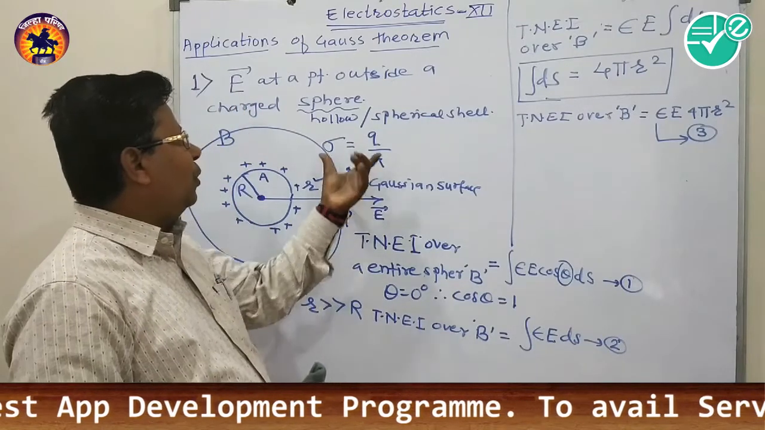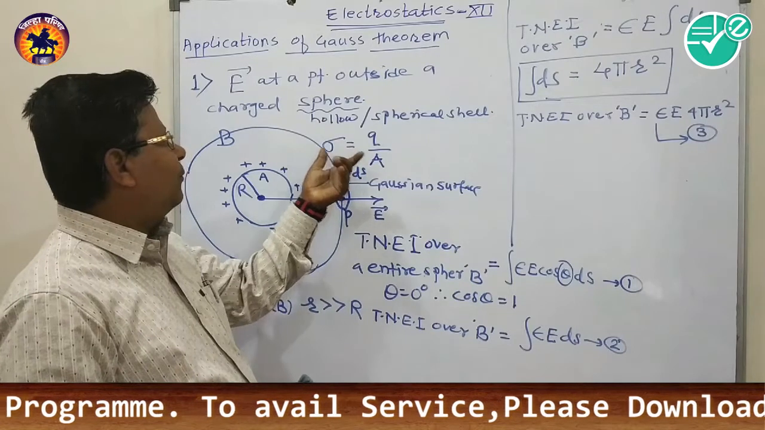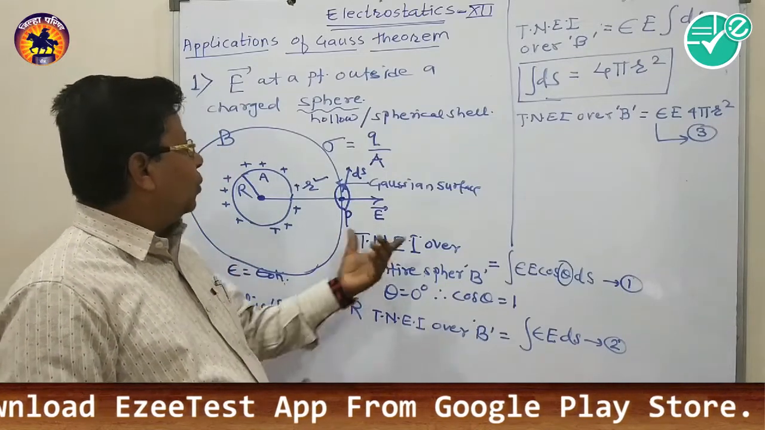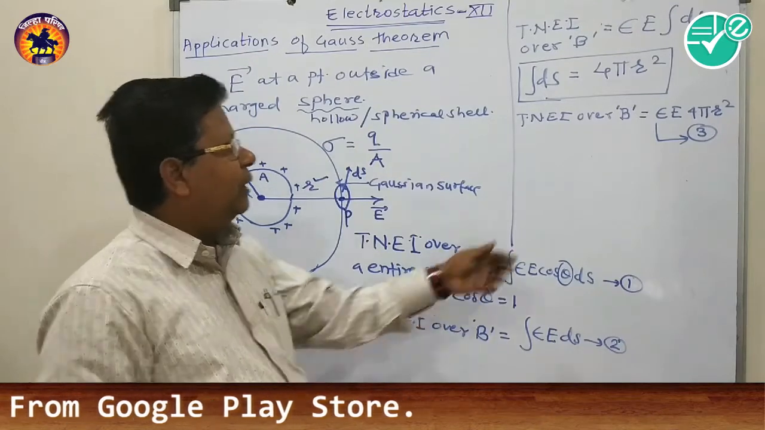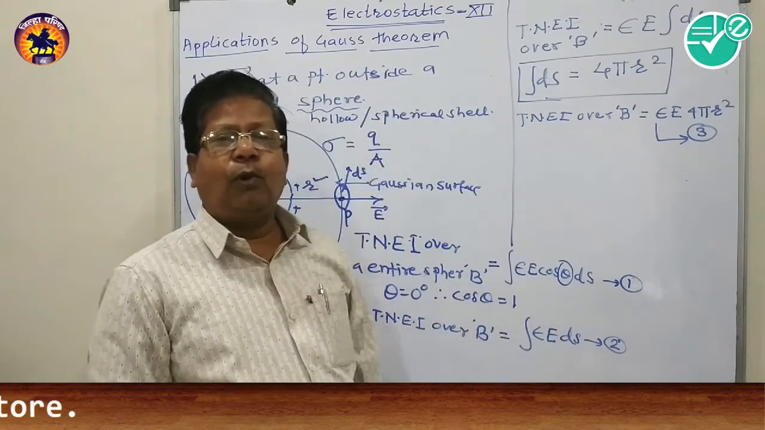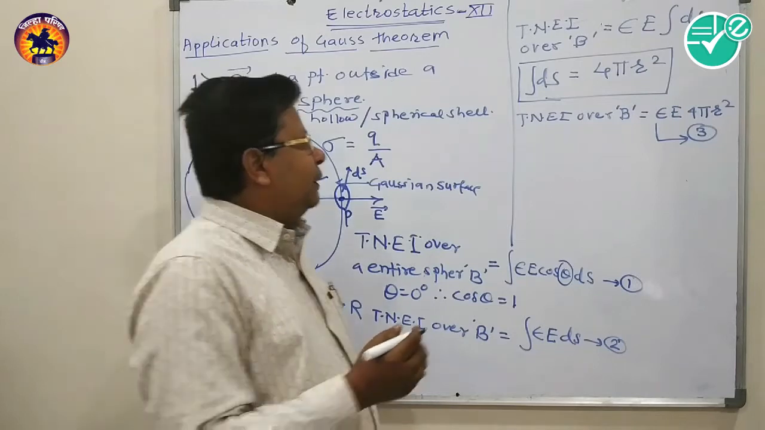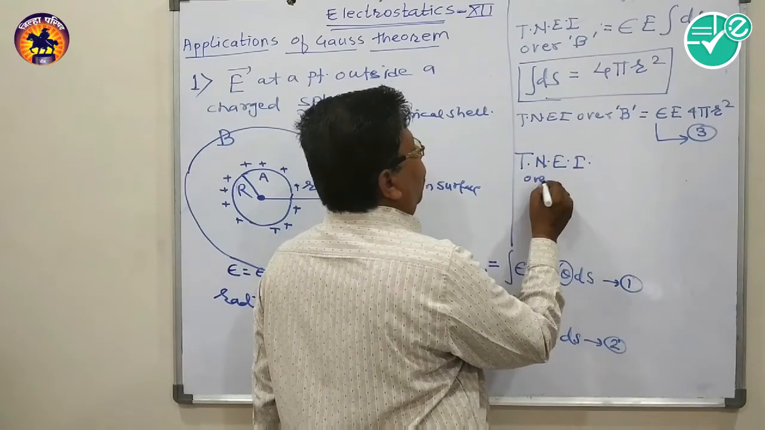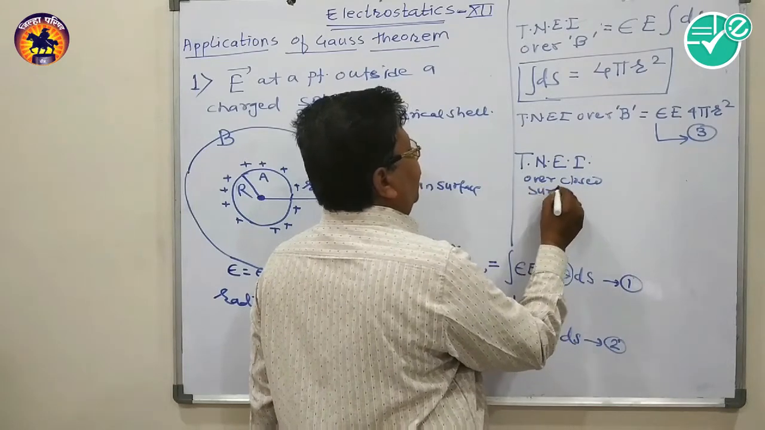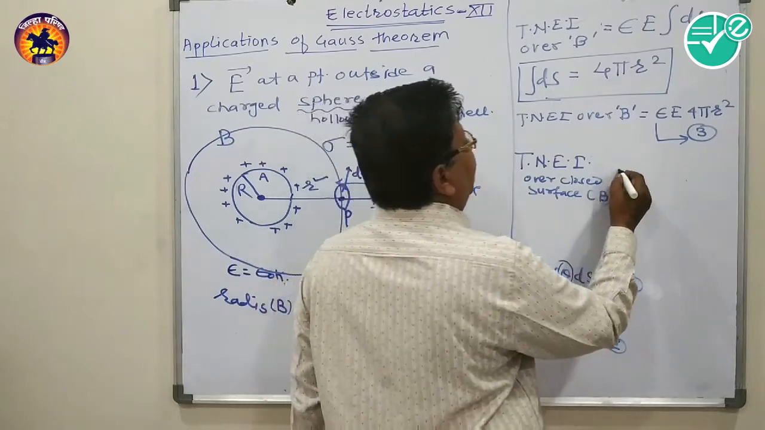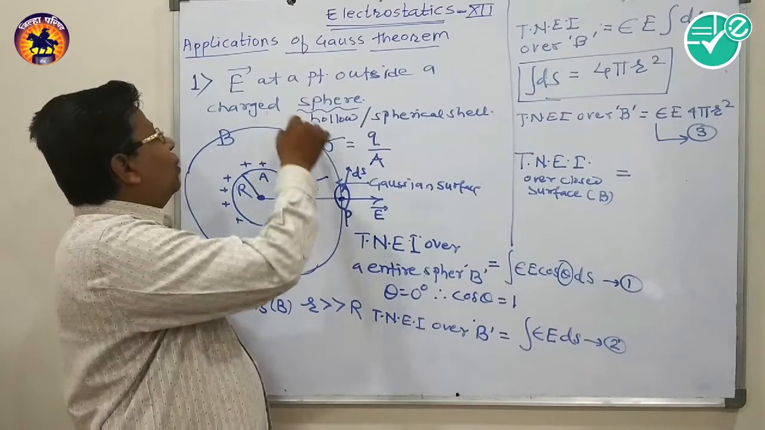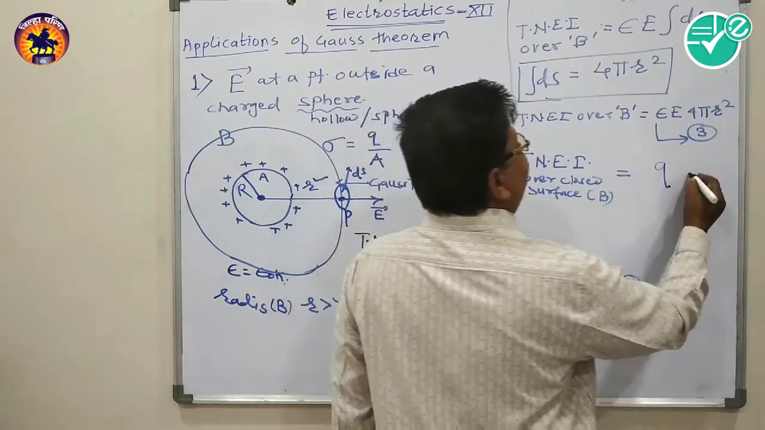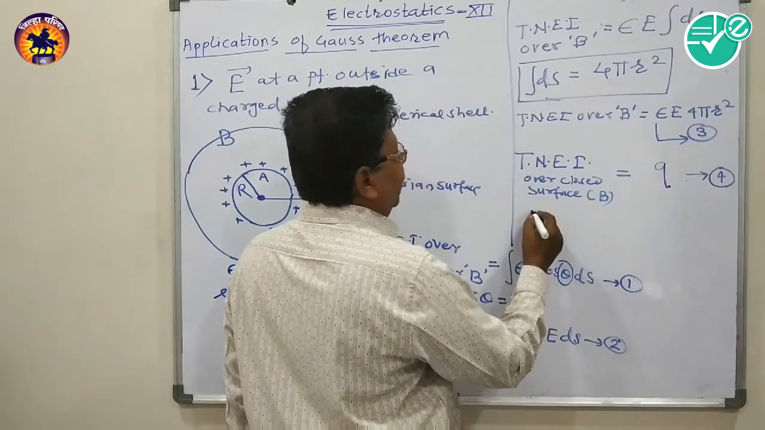So first step is followed, distribution of charge, which is surface charge density. Then second step is followed, Gaussian surface is constructed and total normal electric induction over the Gaussian surface is calculated, and which is equal to epsilon E into 4 pi r square. Then by using the Gauss law, total normal electric induction over closed surface, that is sphere B, is equal to total charge enclosed by the sphere B, and the total charge enclosed by the sphere B is equal to Q, and say this equation as 4.